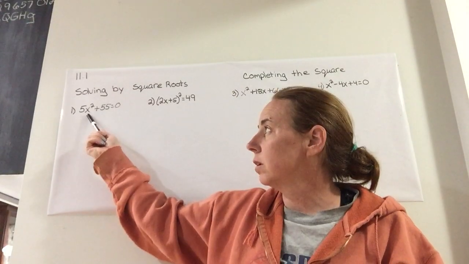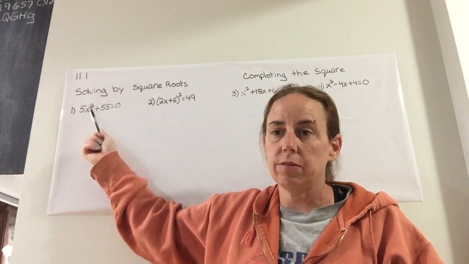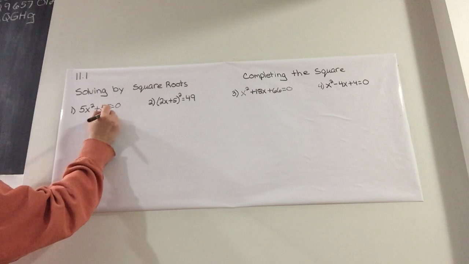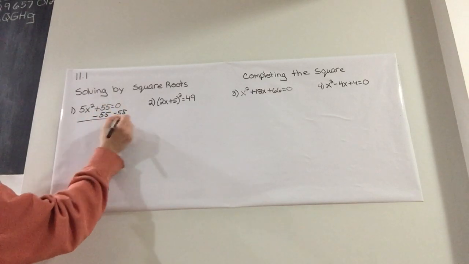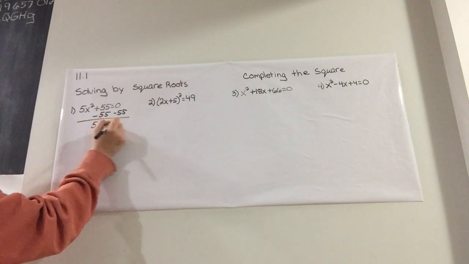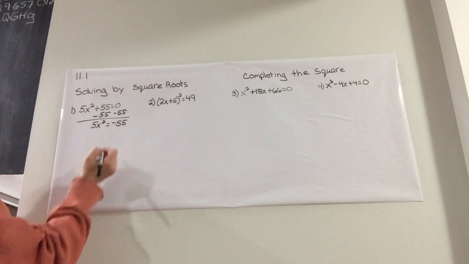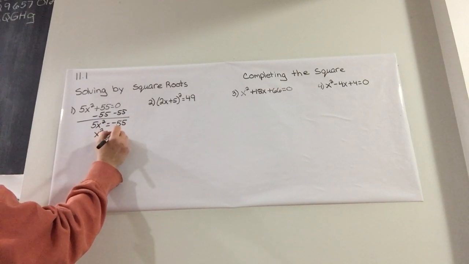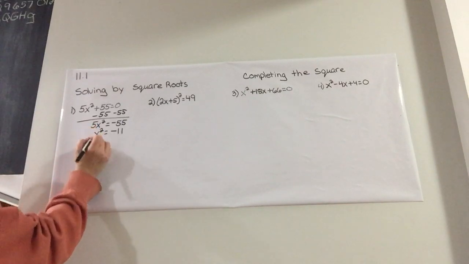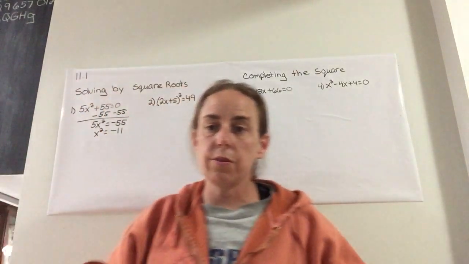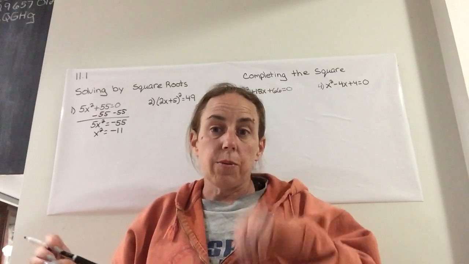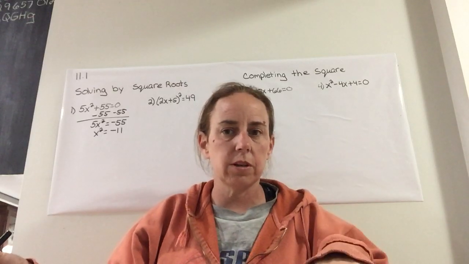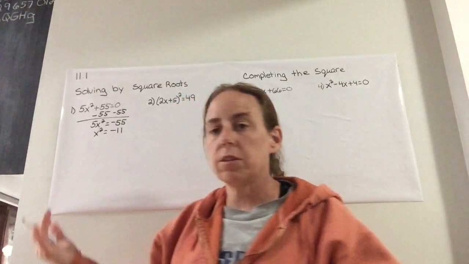Now this first one, we just want to get the x squared by itself. So we are going to subtract 55 from each side. So we get 5x squared is equal to negative 55. Divide each side by 5. And I get x squared is equal to negative 11. Now I have to take the square root. And remember when we were solving the radicals, to get rid of the radical, we squared it. Now we've got a square. So to get rid of the square, we're going to use the radical. So we're going to take the square root of each side.